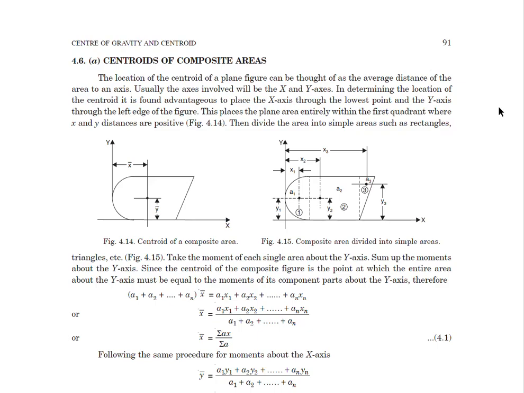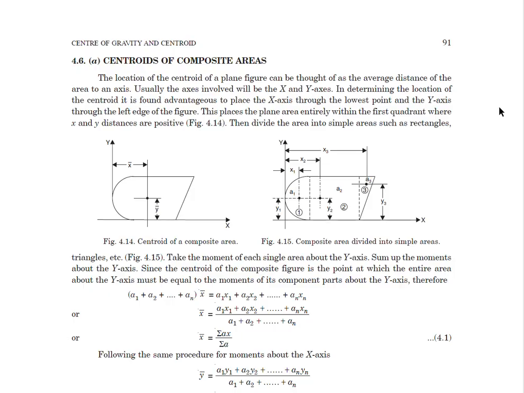Okay, dear students, let us now discuss centroids of composite areas. As you can see in this figure 4.14, this is representing a composite area, which is comprising a semicircle, a rectangle, and a triangle. The division is shown in figure 4.15. So this area is divided into three parts.